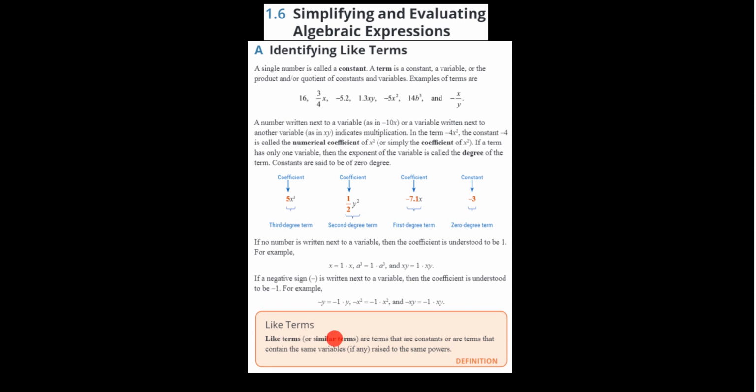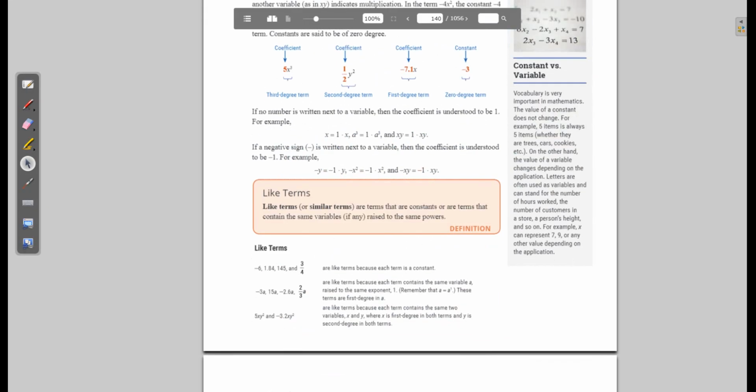Like terms, or similar terms, we're going to call them like terms, are terms that are constants, or are terms that contain the same variable, if any, raised to the same power. So like terms are our constants or the variables raised to the exact same power. They have got to be raised to the exact same power. And we'll see that here in a moment.